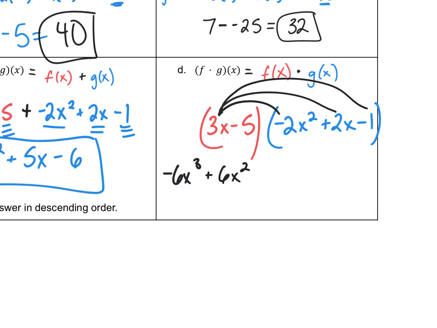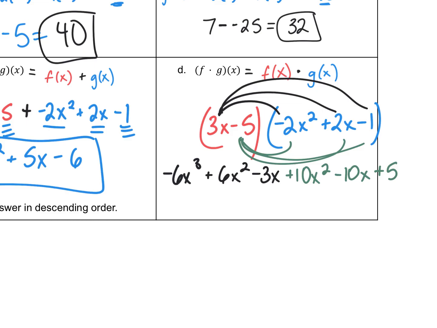Okay. 3x times negative 1. Negative 3x. Great news. We're halfway done, right? This first term has gone to everything. Now I just need to distribute that negative 5 to everything. Negative 5 times negative 2x squared, 10x squared. Negative 5 times 2x, negative 10x. And negative 5 times negative 1, plus 5.